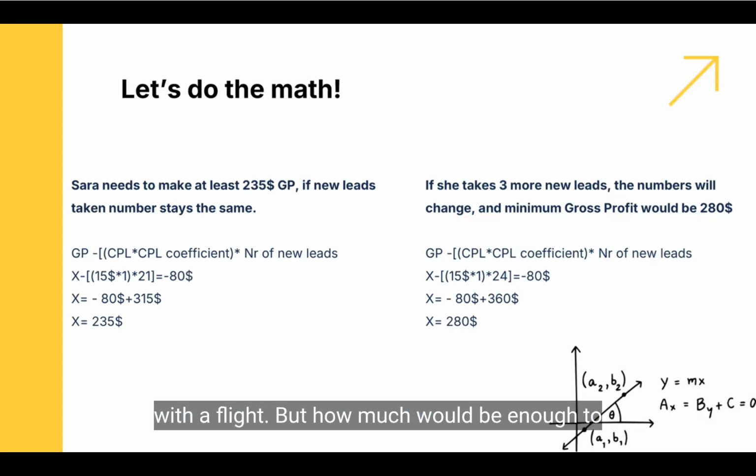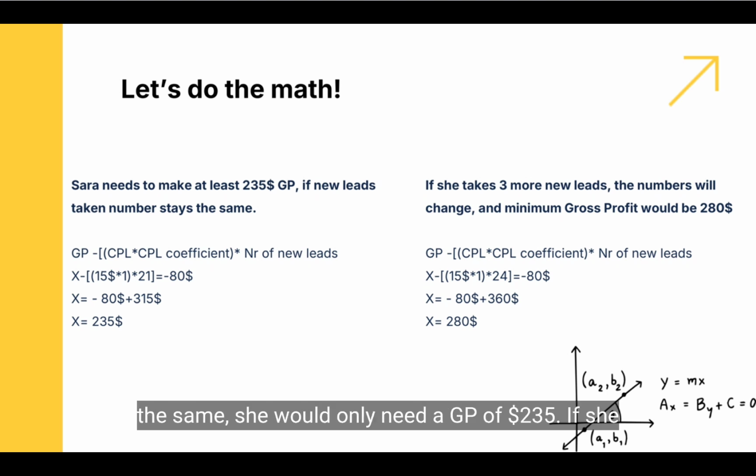But how much would be enough to move to Tier 4? Turns out, even only one sale could suffice. Pause the video to see and understand the equation, starting from the same simple formula. Gross profit minus cost per assigned lead, multiplied by the CPL coefficient, and multiplied by the count of new leads taken by the agent.